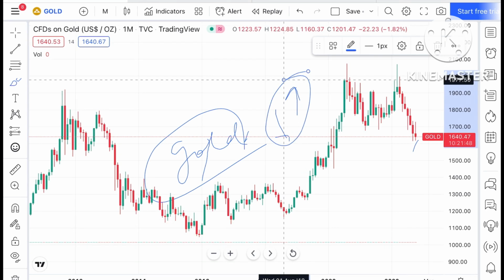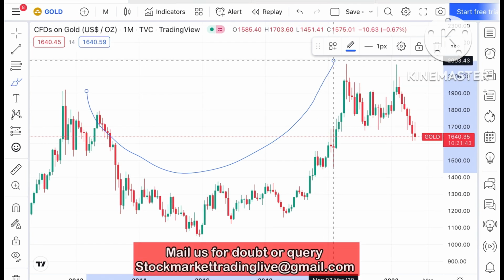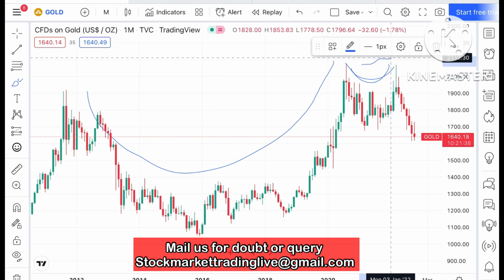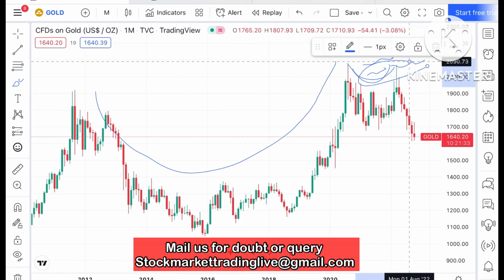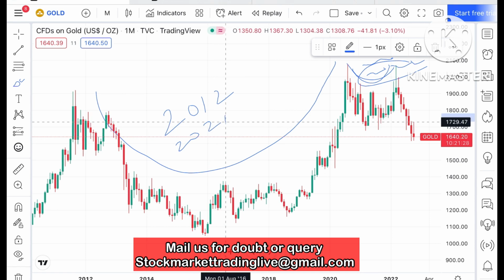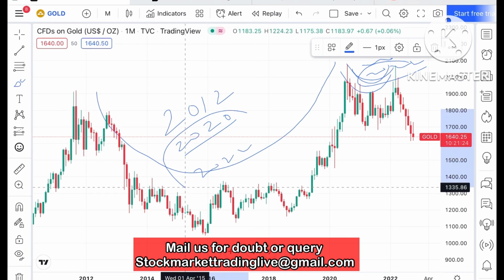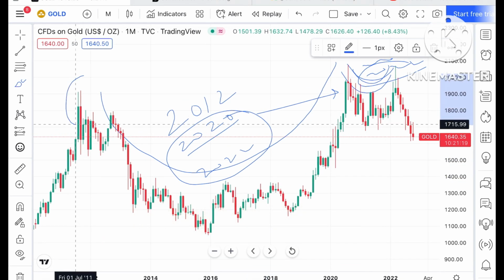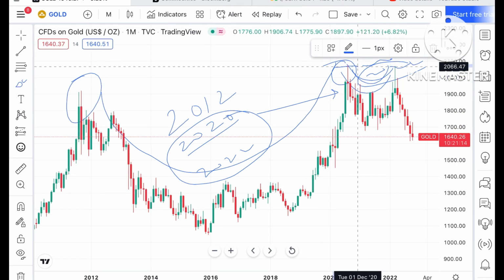See, if you look at the chart of gold, what we have seen is that gold had formed this particular pattern, a U pattern. In the same way we have seen this same pattern formed from 2012 to 2020, and this particular trend is from 2020 to 2022. Okay, now if you look at this trend, this is the high of this particular trend and the second high is $2074.